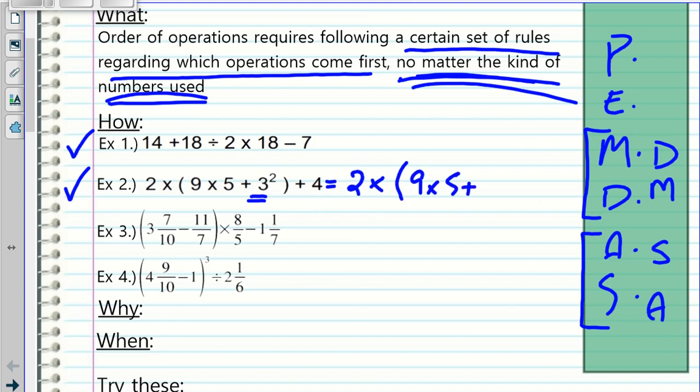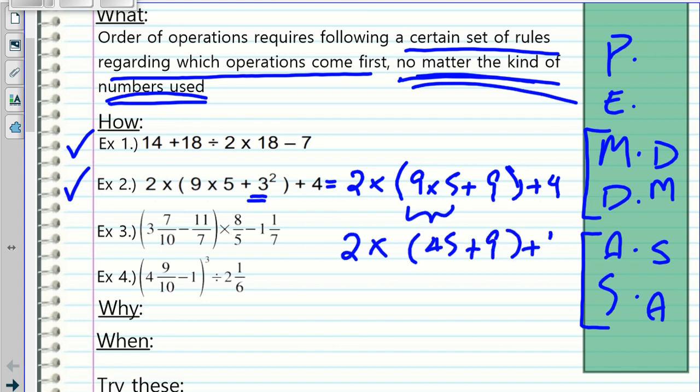Now what's 3 squared? I can tell you what it's not. It's not 6. It's not 3 times 2. That's 3 times 3. The number times itself. So that's 9 plus 4. Okay? Now let's keep going. Looking across, right? What do we see here? Yep, right here. So I'm going to rewrite again. 2 times and then 9 times 5 is 45 plus 9 plus 4.